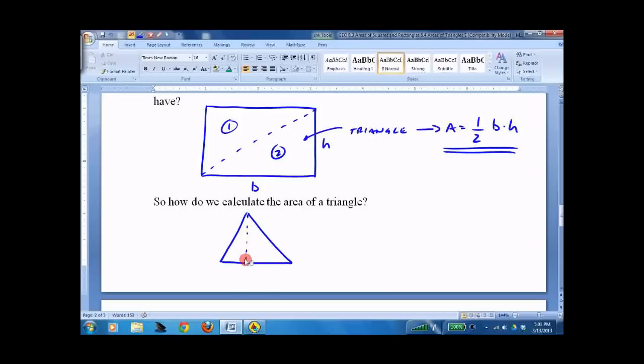We have a triangle, height of 3, and the entire base is 7. Area is 1/2 base times height. Don't be like me. For some unknown reason, I often forget my 1/2. 21 over 2, which is acceptable to me, or 10.5. That's what you want to do. No problem.